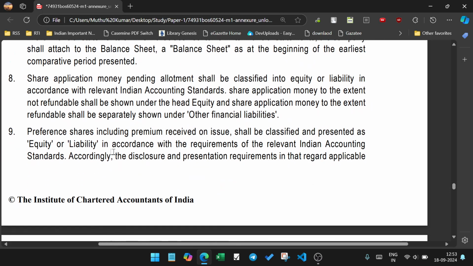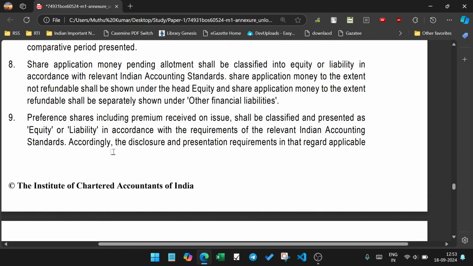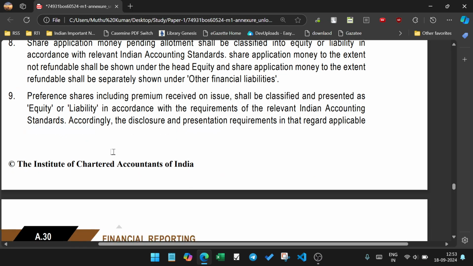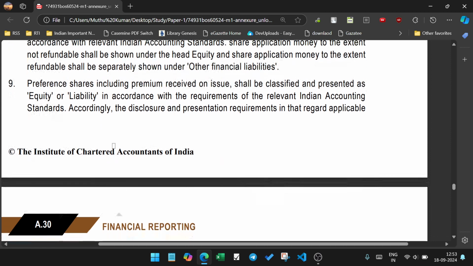The share application money pending allotment shall be classified into equity or liability in accordance with the relevant Indian accounting standards. Share application money to the extent it is non-refundable shall be shown under the head equity and share capital. Money to be refunded shall be shown separately in other financial liabilities.